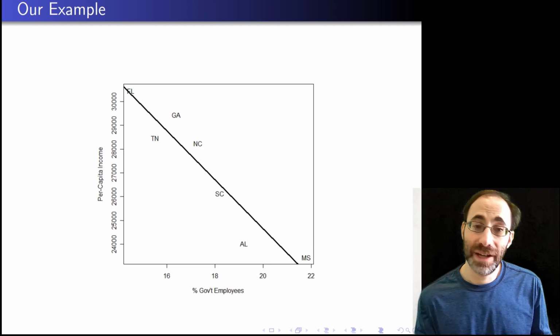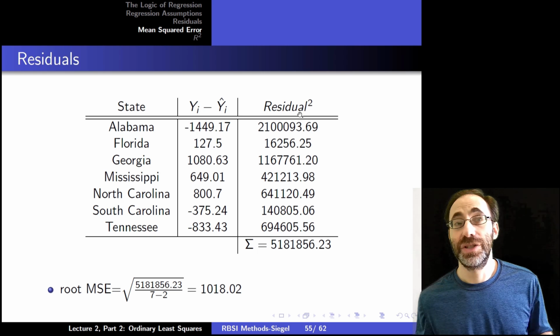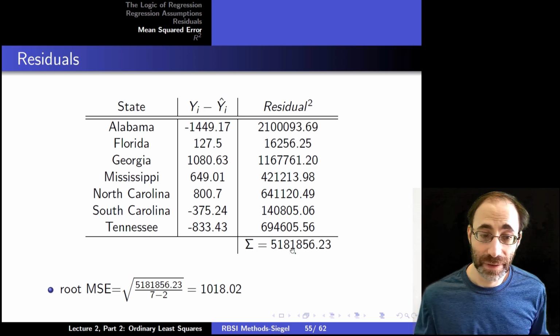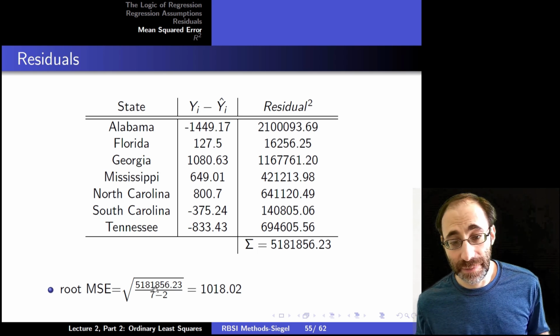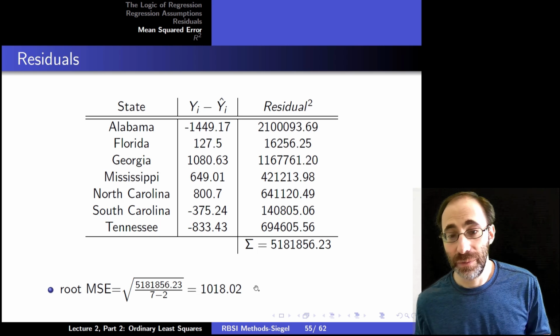What does it look like? For our example, these are the residuals. These are the residuals squared. They're big because the residuals are big. The sum is large. You plug this in, the sum, you divide by 5, and the square root puts it back to a more manageable number, 1,000.